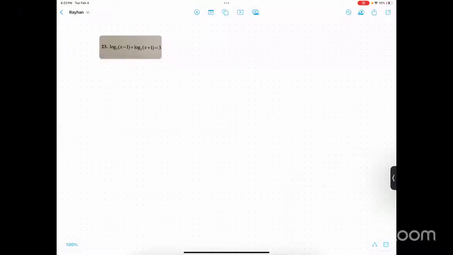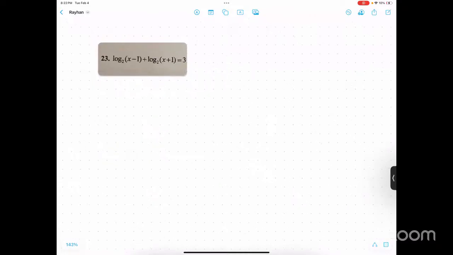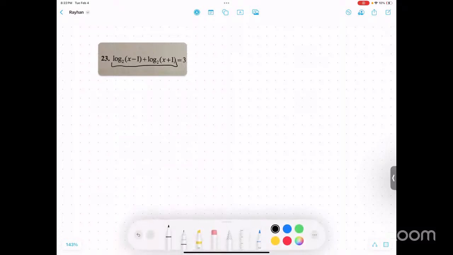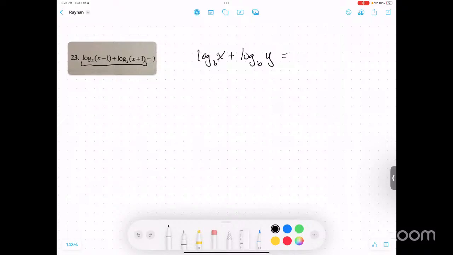So one of the properties of logarithms says that when you're adding two logarithms together like this, it's the property that says log base b of x plus log base b of y equals some number n. Well, it says that that thing equals, do you remember the properties? Log base b of x times y.